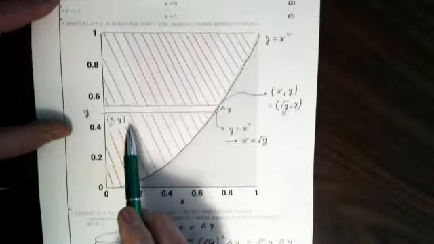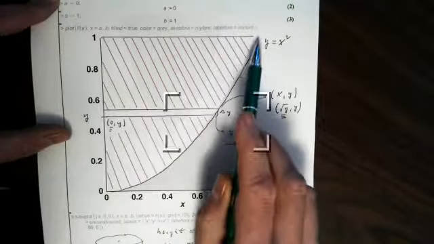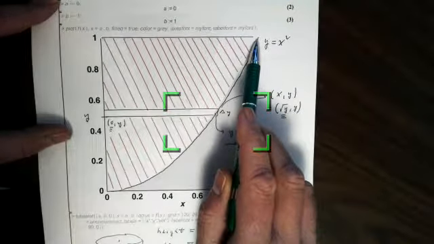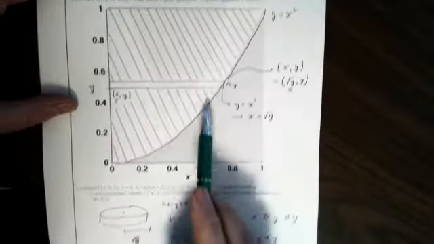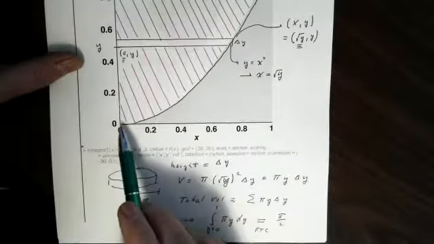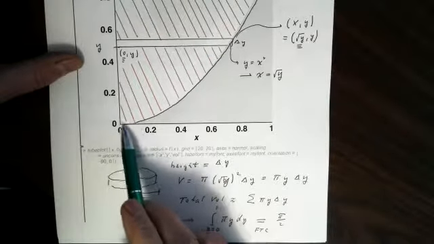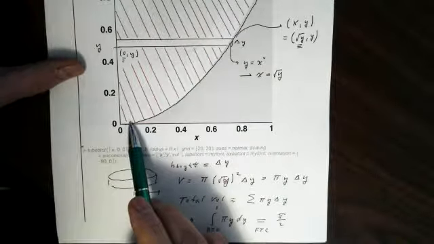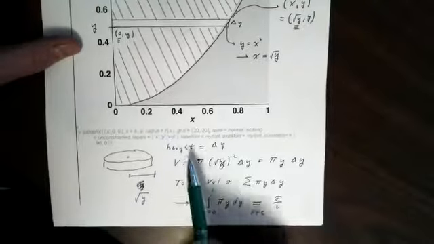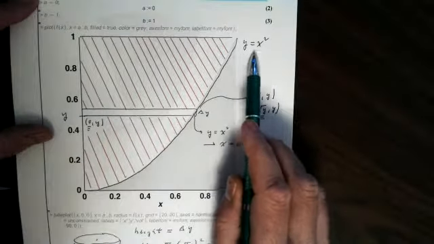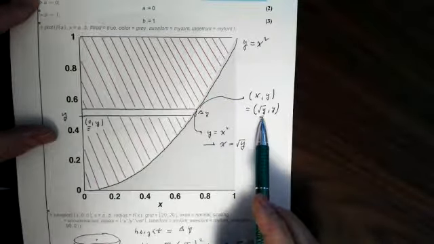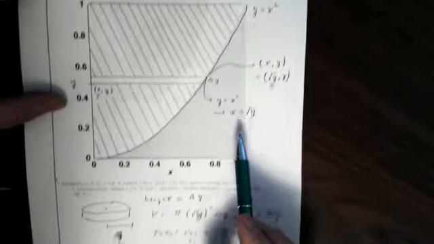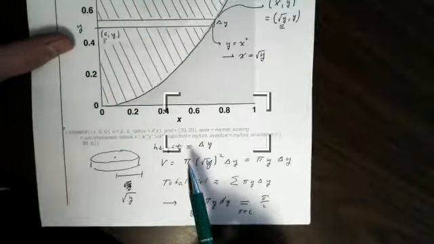Let's think about that. If y is 1, the square root of y would be the square root of 1, which is 1. We'd have a cylinder of radius 1. If y is 0, the square root of 0 is 0. We'd have a cylinder of 0 radius. So in this case, what we had to do is solve y equals x squared for x. So x is the square root of y.